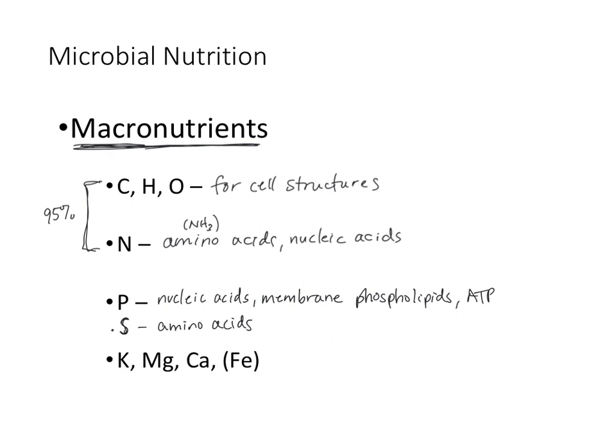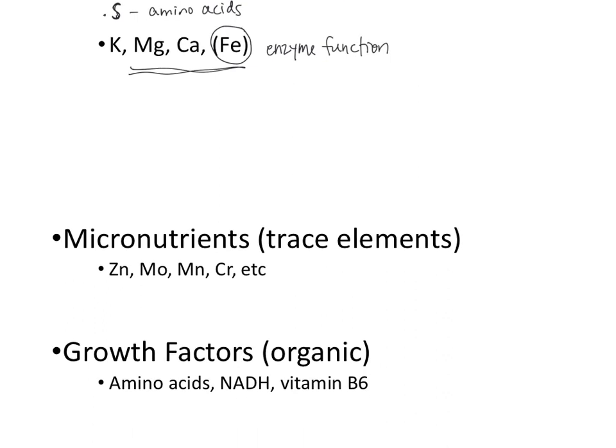Potassium, magnesium, calcium, iron are all necessary for enzyme function. They may be cofactors, for instance, that are necessary in order for an enzyme to work. Iron here is in parentheses just because some sources consider that a micronutrient rather than a macronutrient. So not everybody agrees about what to call that. We can agree that it is necessary.